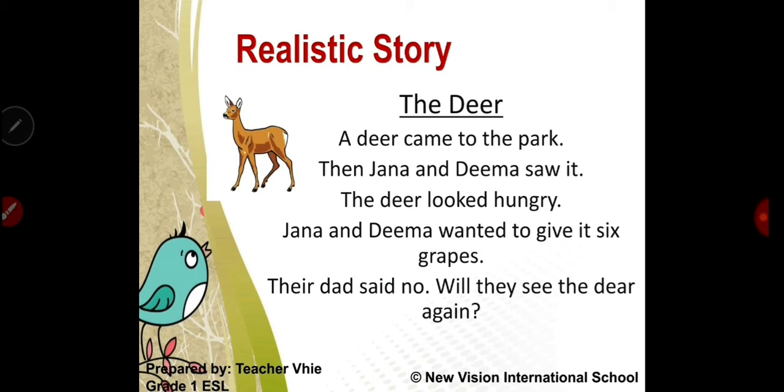A deer came to the park. Then Jana and Dima saw it. The deer looked hungry. Jana and Dima wanted to give it 6 grapes. Their dad said no. Will they see the deer again?